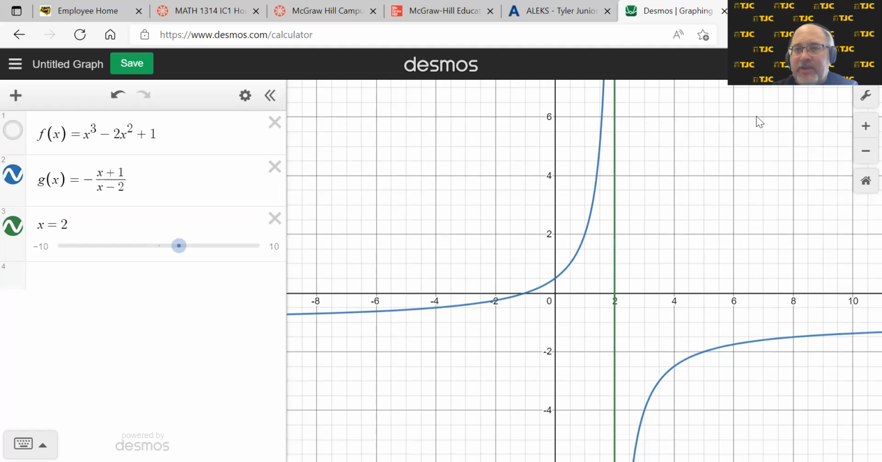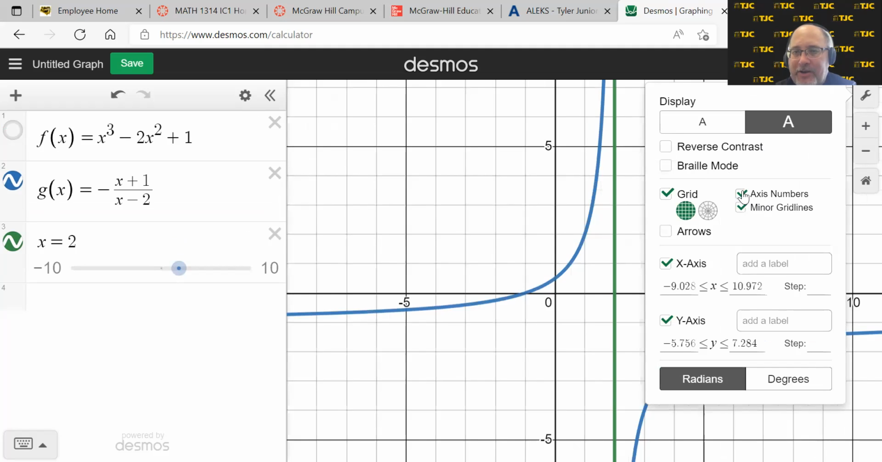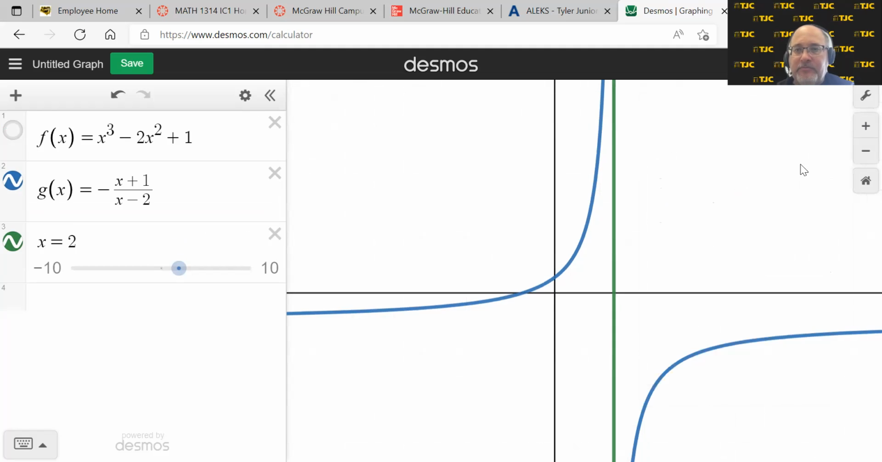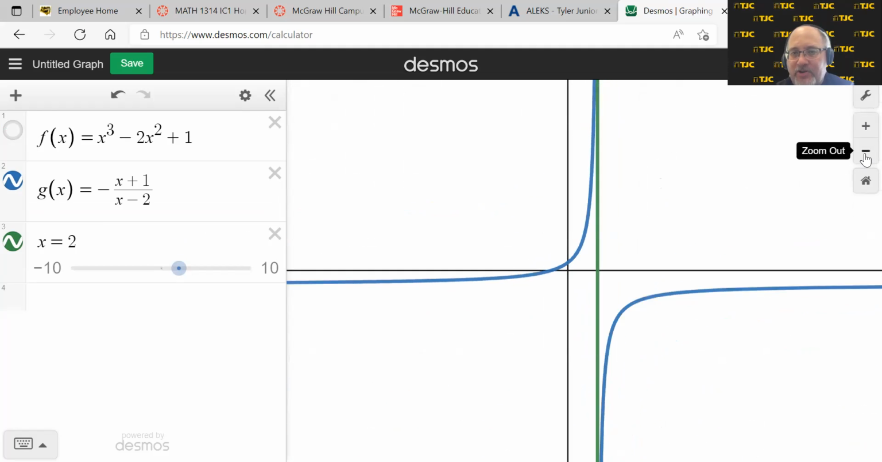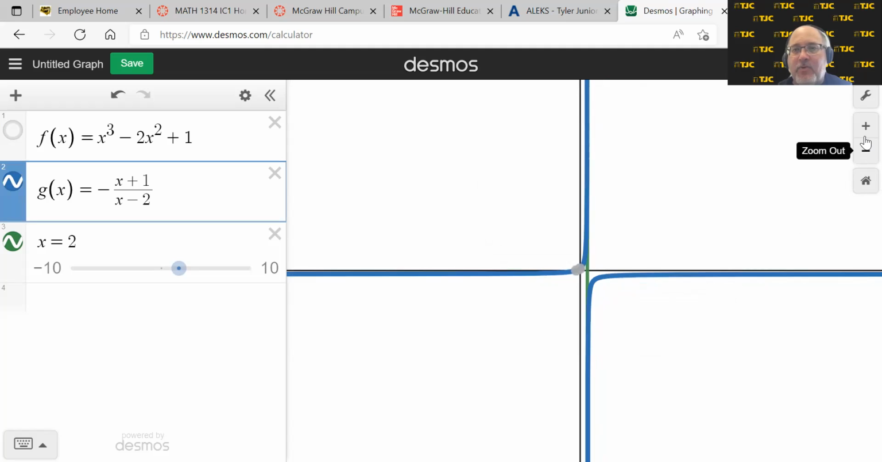I also want to do something else real quick. I want to put this on thicker display mode, and I want to turn off these extra lines so that now we can just focus on the graph. And now we see the broken parts of the graph. The part on the left, well, it's got two continuous pieces, but it is disconnected, if you will.